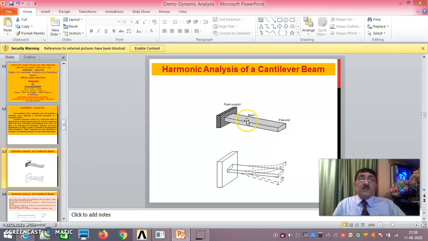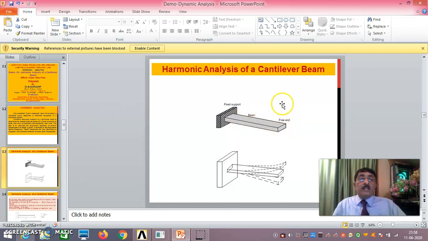I'll repeat this. For this beam, the first natural frequency is 8.2 approximately, what we have already done in modal analysis, and the second natural frequency was 52 Hertz. The third and others we will not worry about. At least for the first two, we'll do the harmonic analysis. That means the first is 8.2 Hertz, the second is 52 Hertz, let us say.